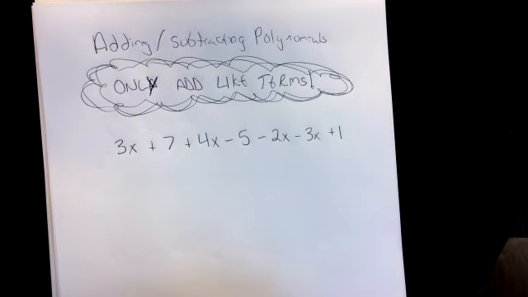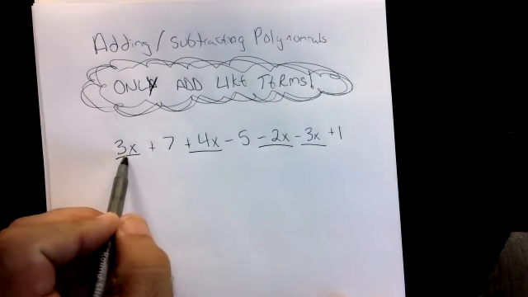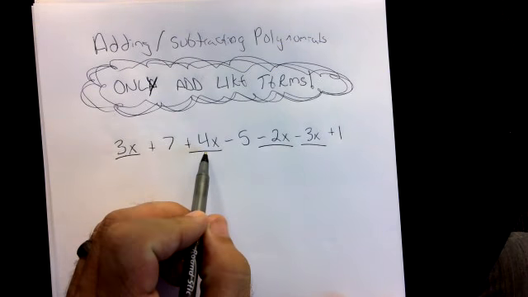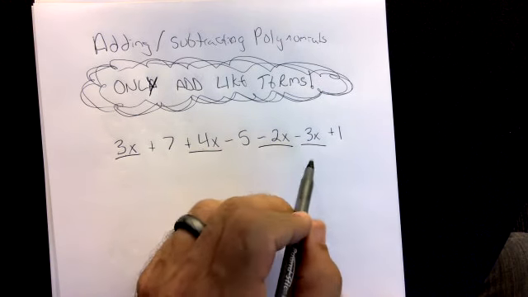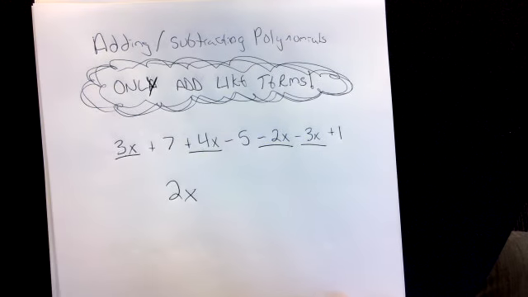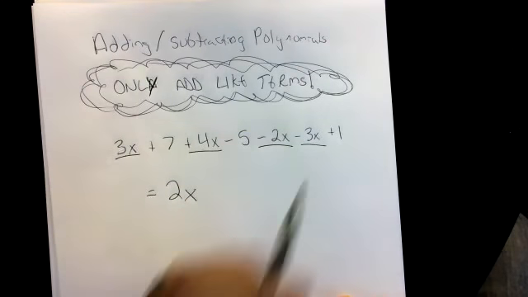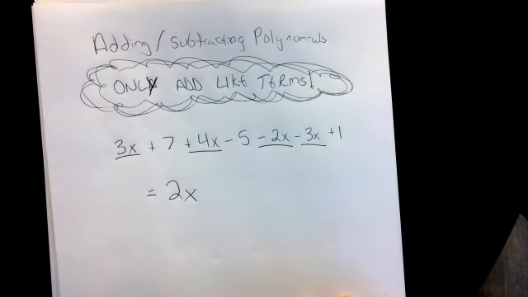Okay, we can combine the things that are like. So the 3x and the 4x and the negative 2x and the negative 3x. We can combine all of those. We can add those pieces together. So 3x plus 4x is 7x. 7x plus negative 2x is 5x. 5x plus negative 3x is 2x. So again, we can combine those like terms. Anything with an x to an exponent of 1, we can combine.